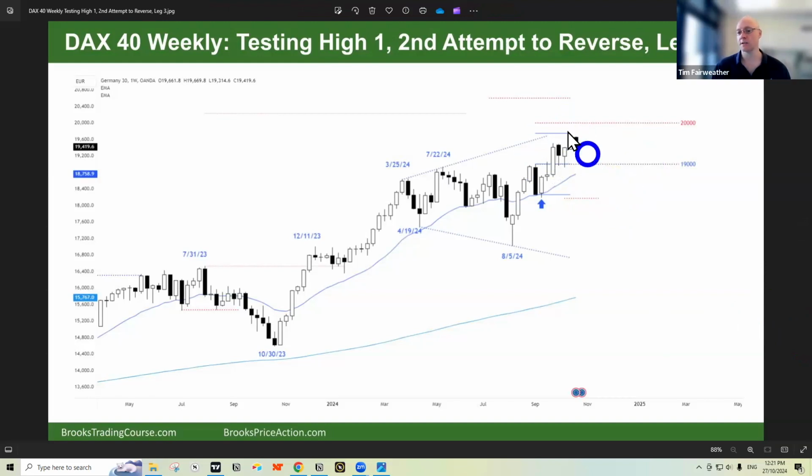The other reason I'm not looking to sell below this bear bar is because this bear bar had a big tail. So when you're looking at reversals, you wait for a strong reversal, pullback, and then you take second attempts at that reversal. And that was DAX on the weekly chart.